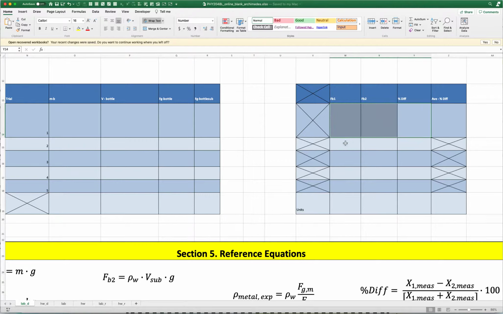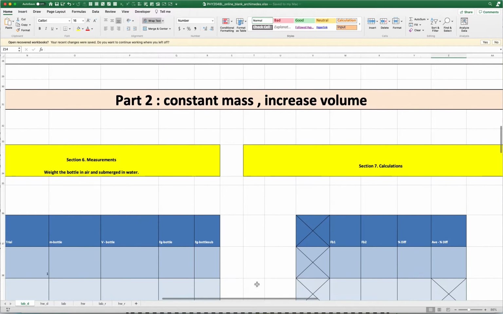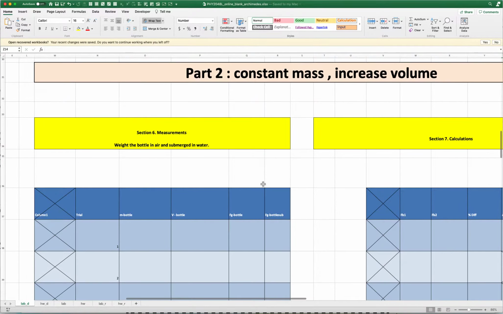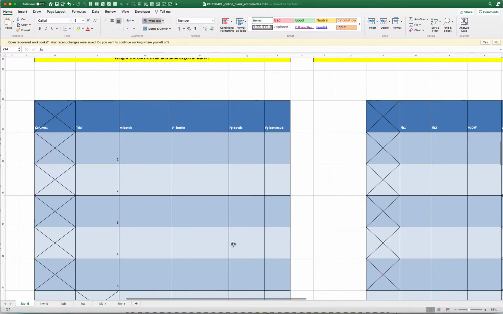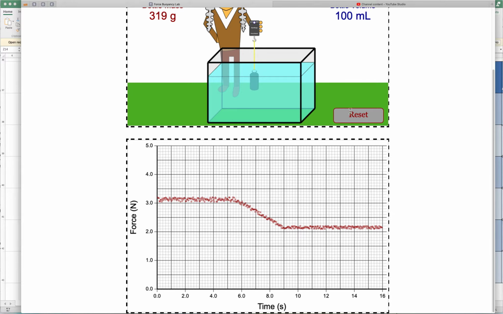Similarly, you're going to do the same steps to get the buoyant forces for the other 4 trials. And then you'll complete part 1 by calculating the average percent difference for the 5 trials, and you're going to put that number over here. So that's going to be part 1. Part 2 is similar. For part 2, you're going to keep the mass constant and increase the volume. So you see the table looks pretty similar. For part 2, you'll reset the experiment.